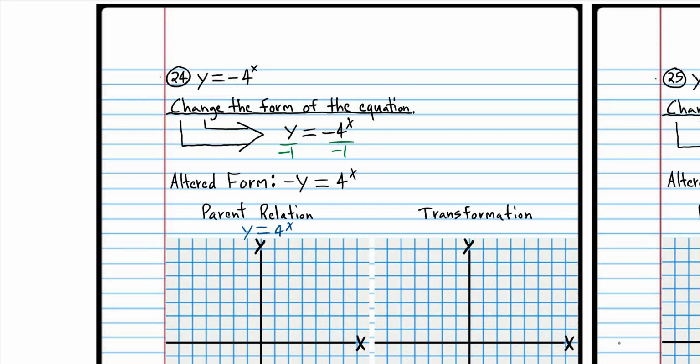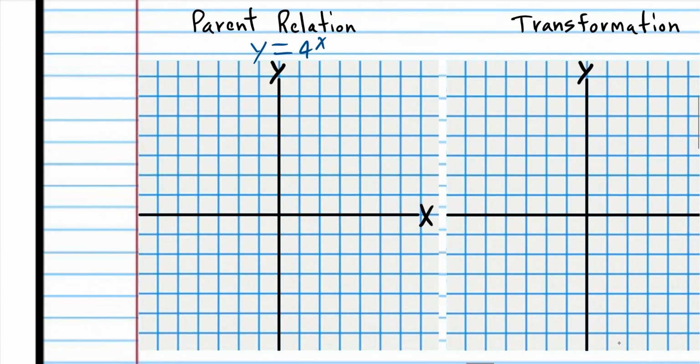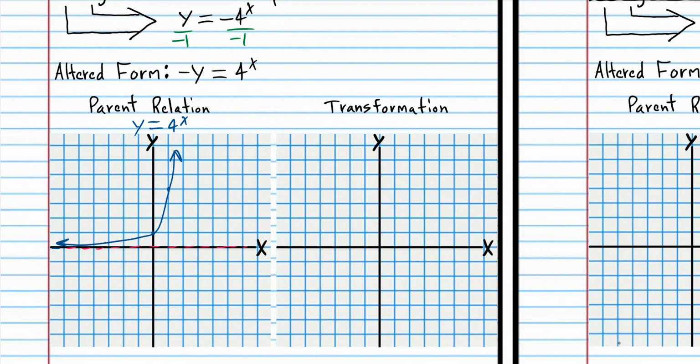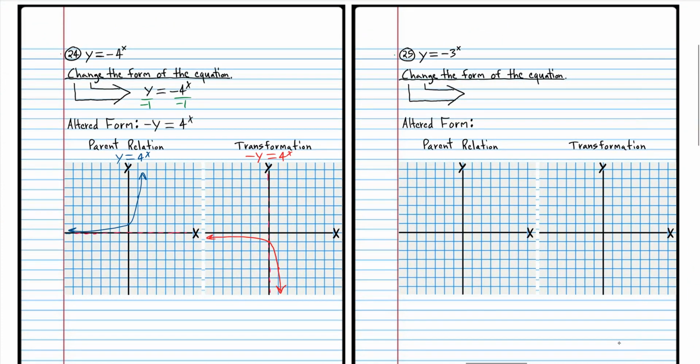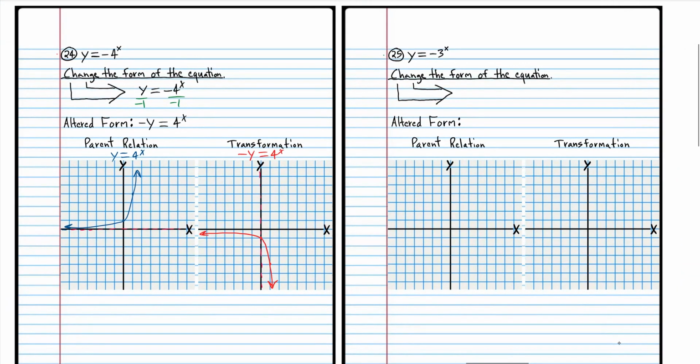So the parent equation is the following. This is an exponential parent relation, so we have an asymptote on the x-axis. Plug in 0, we get 1. Plug in 1, we get 4. Connect the dots. And again, we're just writing a negative on y, so that means we're going to reflect across the x-axis. So our graph would look like so. All right. I want you to try number 25. Use number 24 to help you, and when you come back, we'll do it together.